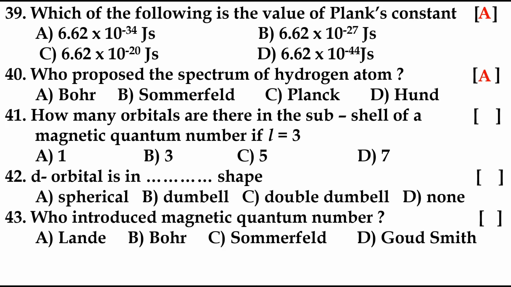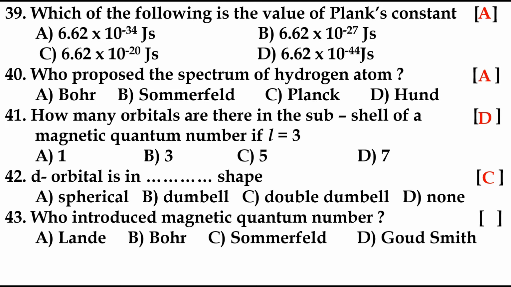41. How many orbitals are there in the subshell of a magnetic quantum number if l is equal to 3? A. 1, B. 3, C. 5, D. 7. Answer is D, 7. 42. D orbital is in dash shape. A. Spherical, B. Dumbbell, C. Double dumbbell, D. None. Answer is option C, double dumbbell.